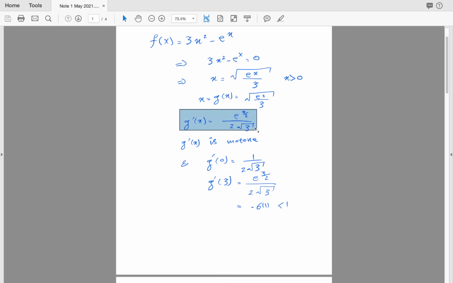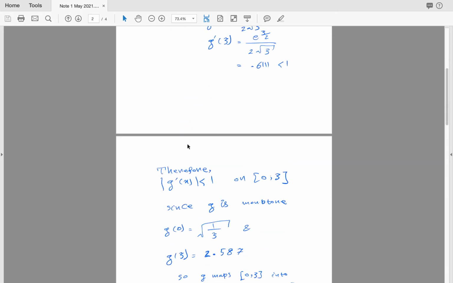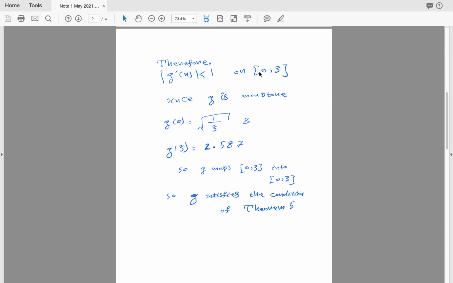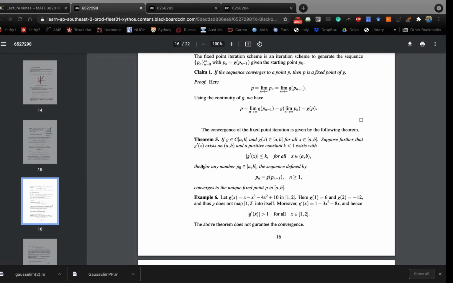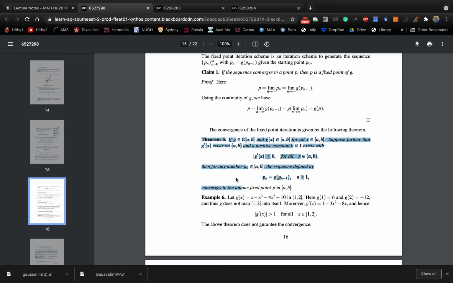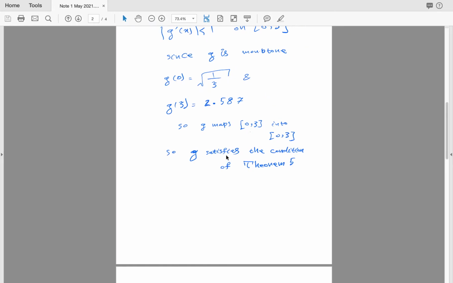So g prime of x is like this, and we can see that g prime of x is a monotone function, and we can plug in the initial and end points of the interval, and we can see that the absolute value of g prime of x is less than 1. And since g is monotone, we can again plug in the initial and end points of the interval, and we can see that g maps 0 to 3 into 0 to 3. So g satisfies the assumptions of theorem 5.